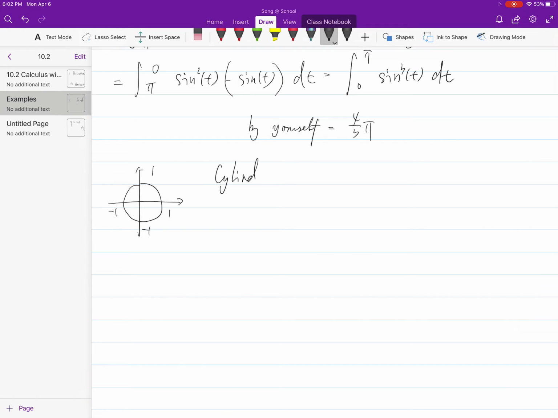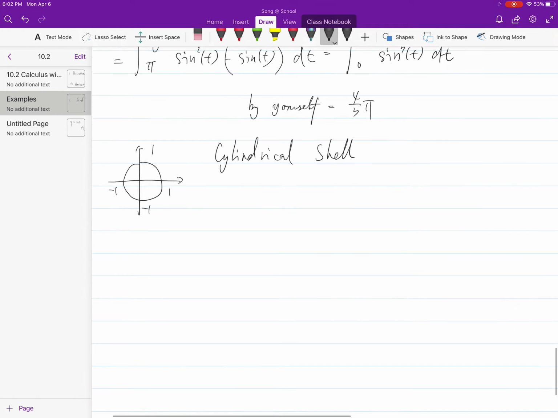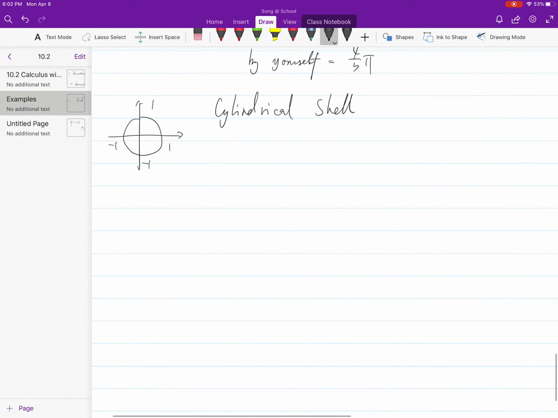Second way. This way is interesting. Remember, in Calculus 1, you also learned something called a cylindrical shell. I don't know how you guys think about it. I always think about it in terms of like a toilet paper. And the formula is given by, if you have something like that, you rotate it.